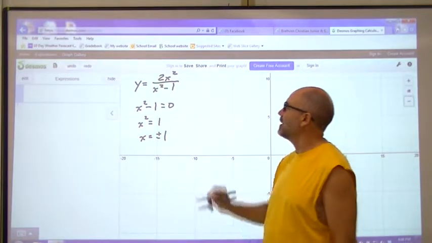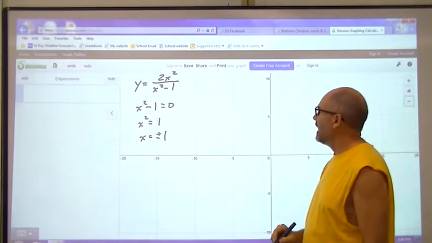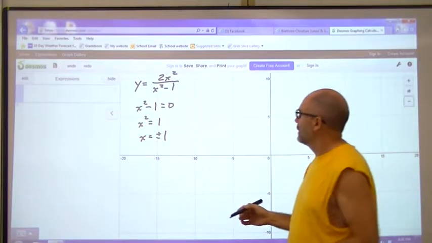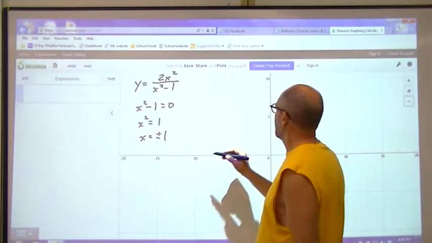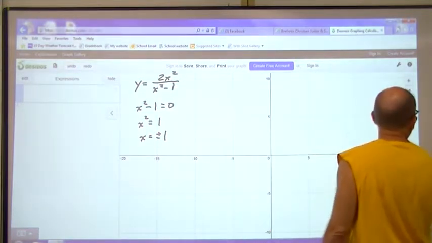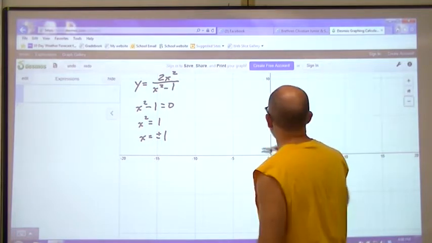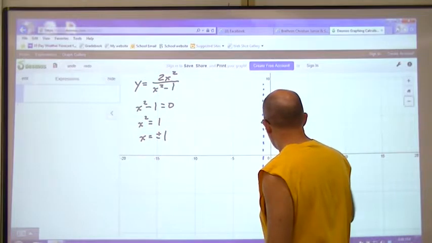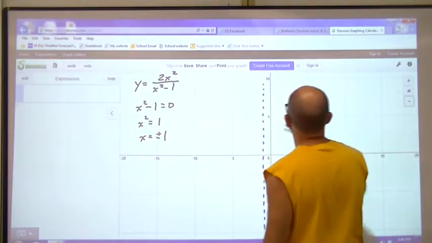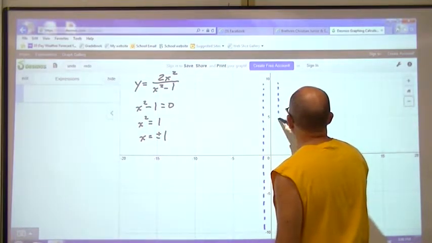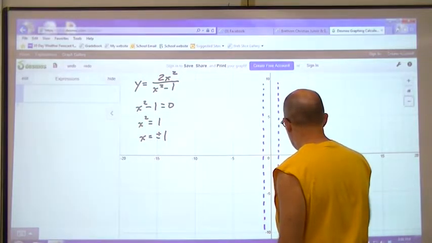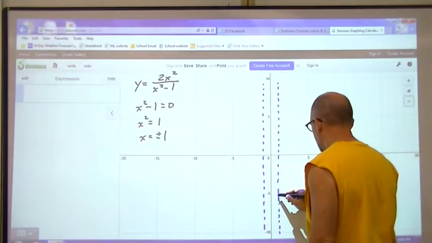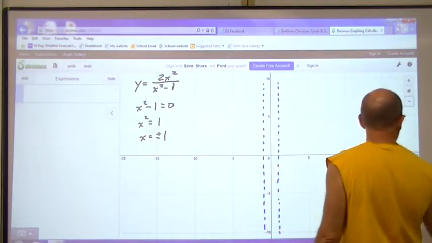This is where it's undefined. Now that means we can say that the function is defined everywhere else. So if I mark those asymptotes, okay, x equals plus or minus 1. That one became a little too big.